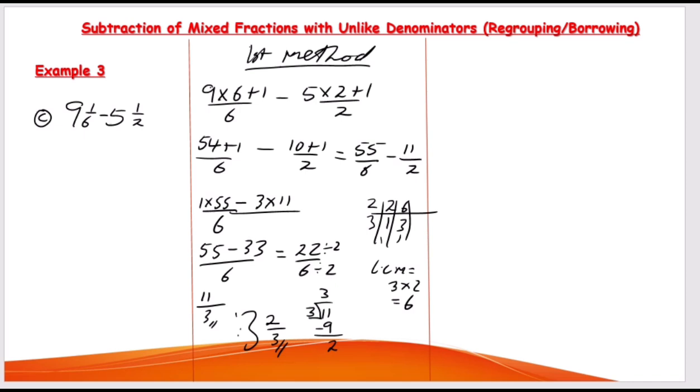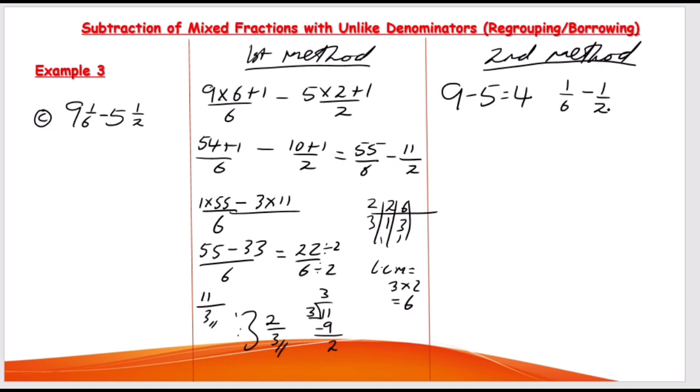Now let's use the second method to figure out this same question, and let's see if it's going to give us 3 whole number, 2 over 3. Now using the second approach, I'm going to subtract the whole number first. That's 9 minus 5 equals 4. And now let's subtract the fractions. That's 1 over 6 minus 1 over 2. Now looking at this, even without solving it, we can see that we cannot subtract 1 over 2 from 1 over 6. So what do we need to do?